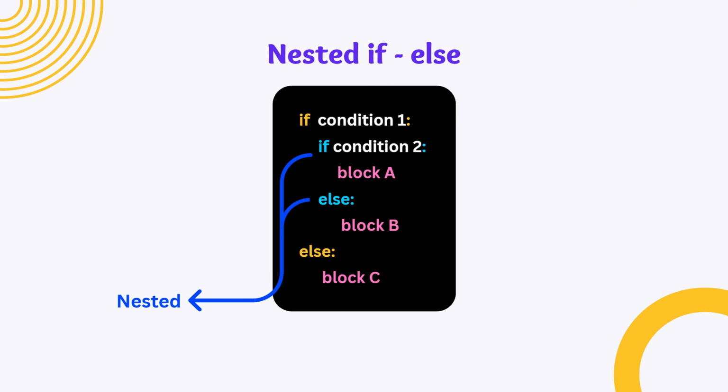Now, if condition 1 is false from the start, Python skips everything inside and runs the outer else block, block C. So remember, we use nested if-else statements to check additional conditions only when the first condition is true.